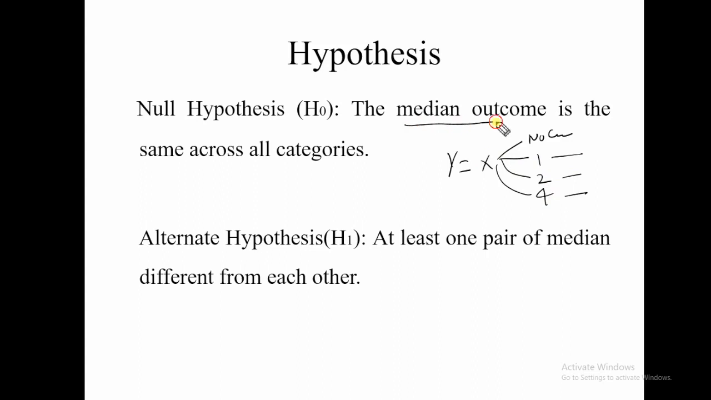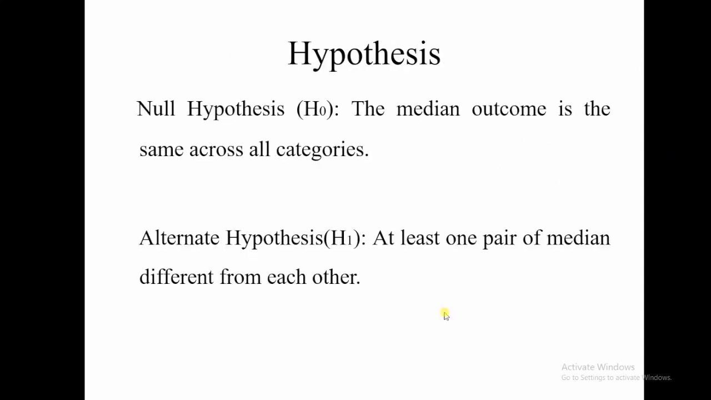So the median outcome is the same, which means the median of this group equals this group equals this group equals this group; all the median values are more or less equal. The alternate hypothesis says at least one pair of medians is different from each other: either this pair differs from this, or this pair differs from this. So we develop the null and alternate hypotheses for the Kruskal-Wallis test.